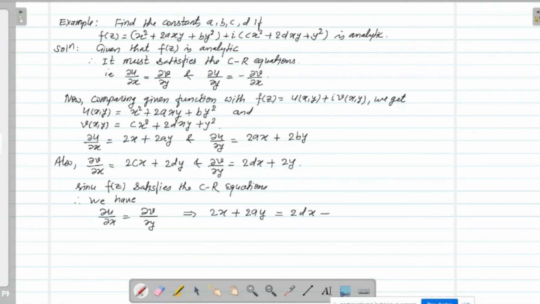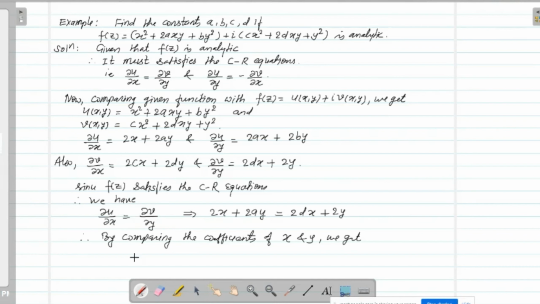2dx plus 2y. Comparing the coefficients of x and y, we get b and a. Therefore, by comparing the coefficients of x and y, we get here the coefficient of x is 2 and here the coefficient of x is 2d.